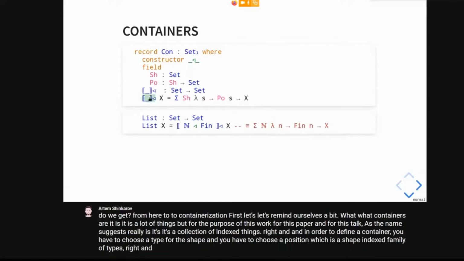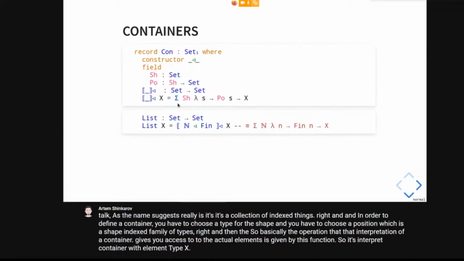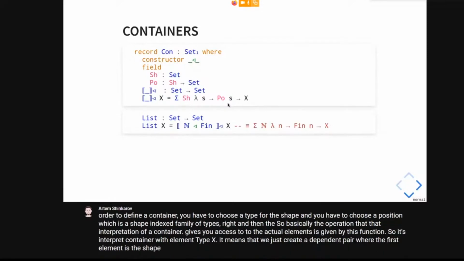And then the interpretation of a container, so basically the operation that gives you access to the actual elements, is given by this function. To interpret a container with element type X, we create a dependent pair where the first element is the shape and the second element is a function from the positions of that shape to X.